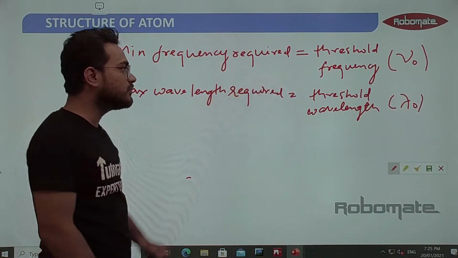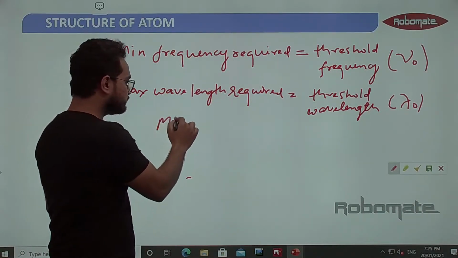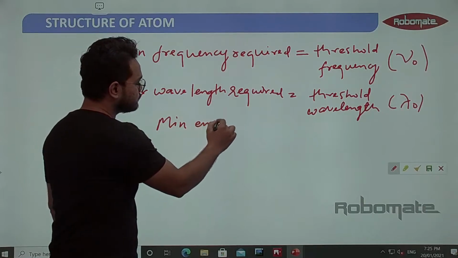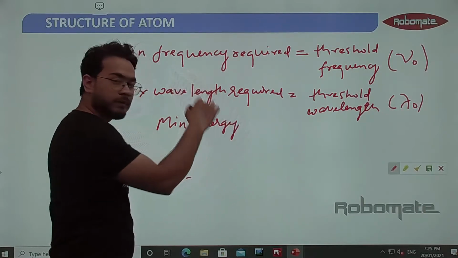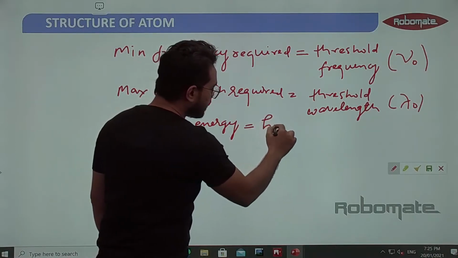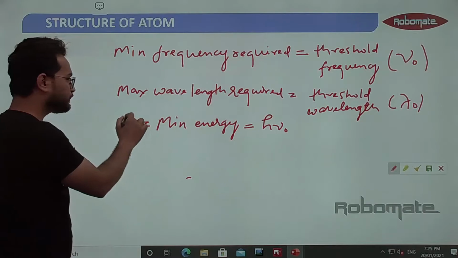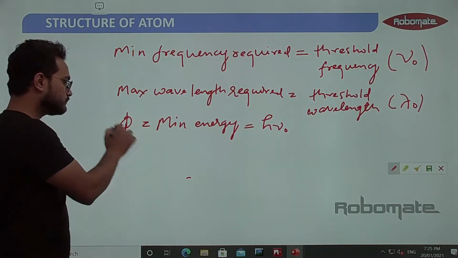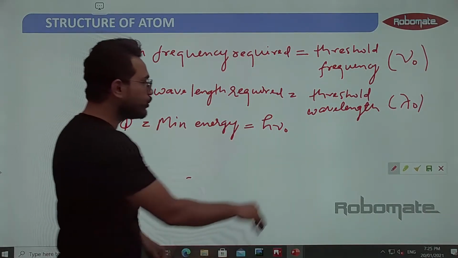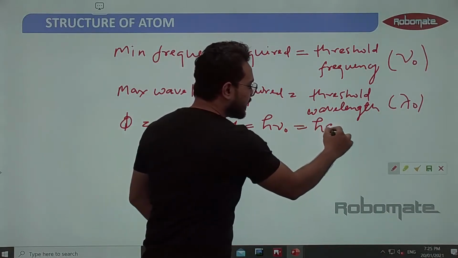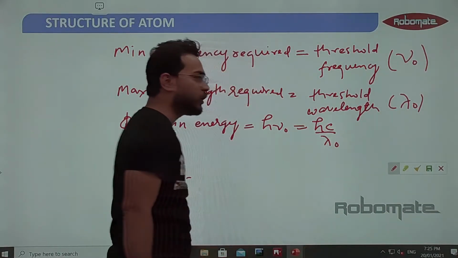So the minimum energy will be h nu naught. Minimum energy is what? Phi is h nu naught, or hc by lambda naught.